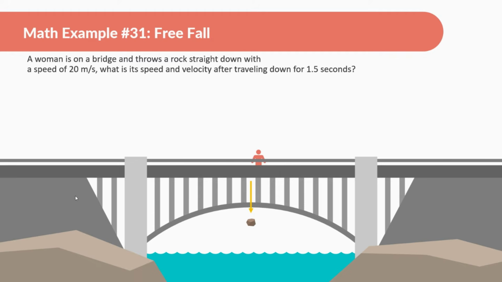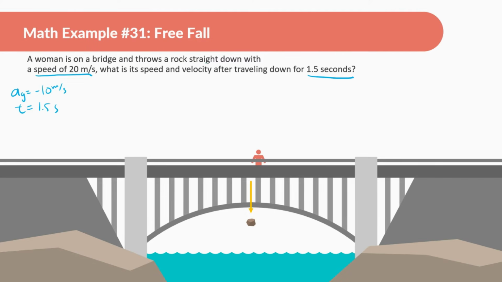Okay. A woman is on a bridge and throws a rock straight down with a speed of 20 meters per second. What is its speed and velocity after traveling down for 1.5 seconds? Okay, a little bit different here. This one is a little tricky. Let's see if we got it. Acceleration of gravity, always good to start with that. Free fall. Time is equal to 1.5 seconds.